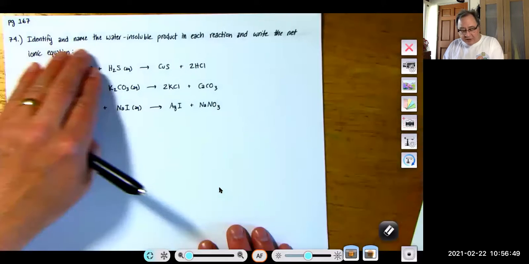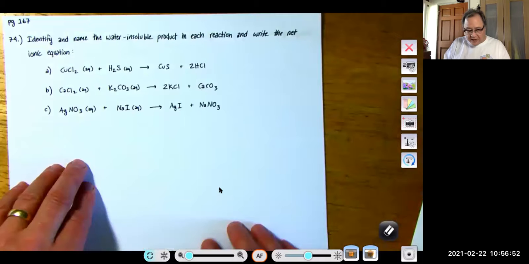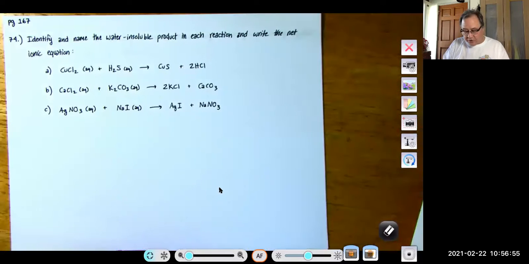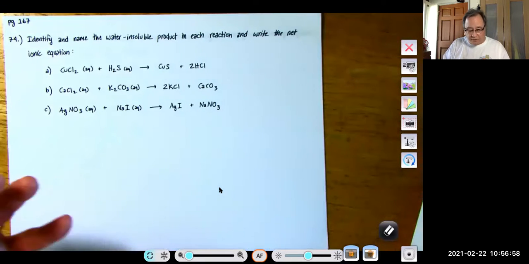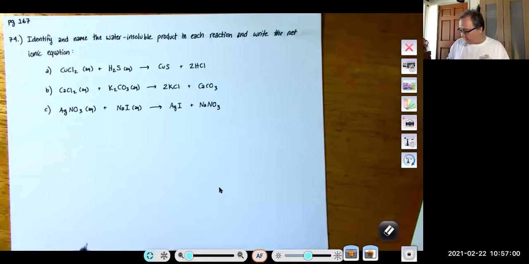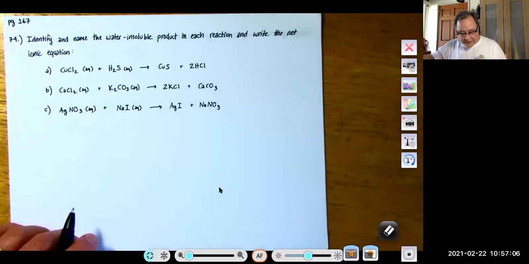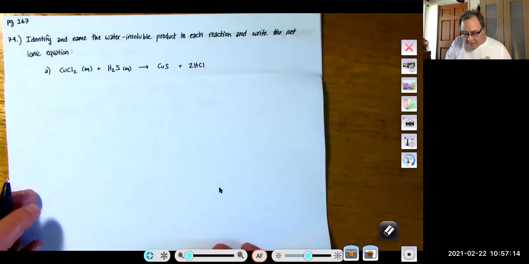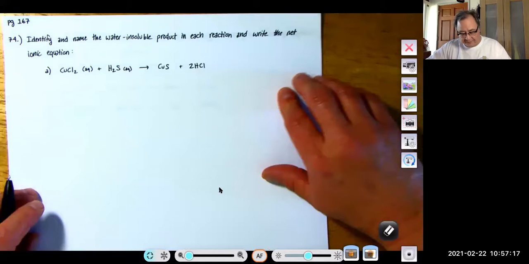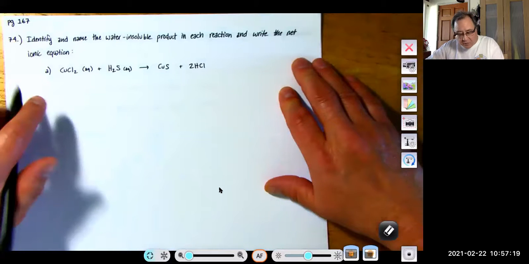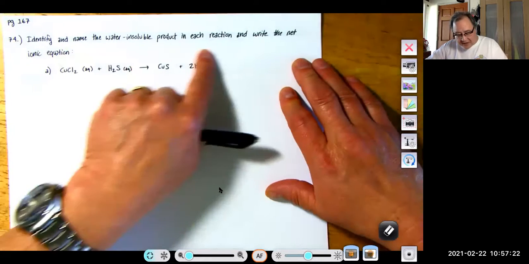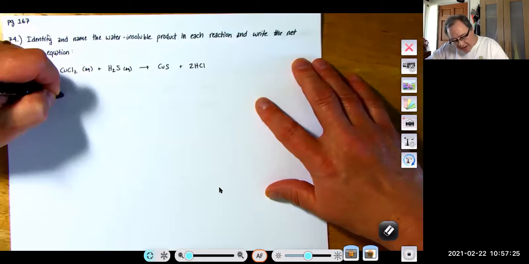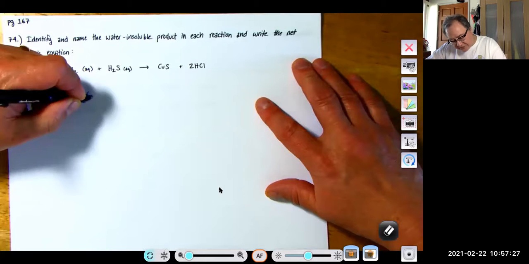Identify and name the water insoluble product in each reaction and write the equation. So for water insoluble product, I'm looking for an ionic compound that does not dissolve. So I think it's pretty obvious that for A, it's the copper 2 sulfide that is insoluble. So identify and name the water insoluble product and write out the ionic equation. So I'm going to go ahead and write out the total reaction.